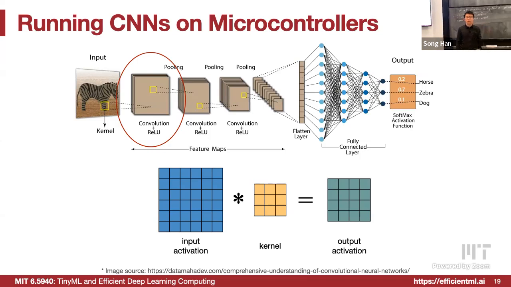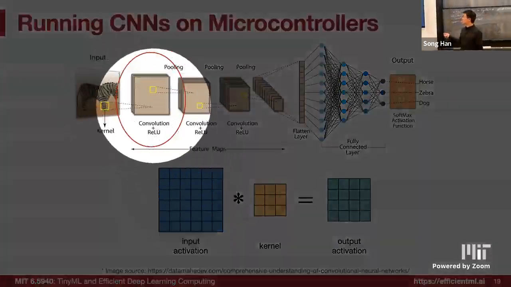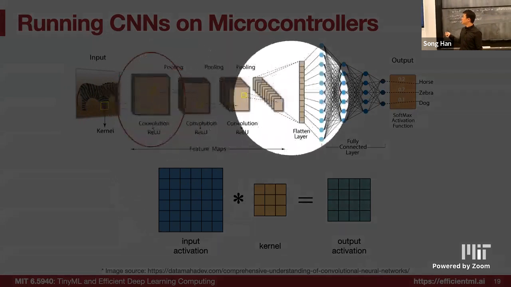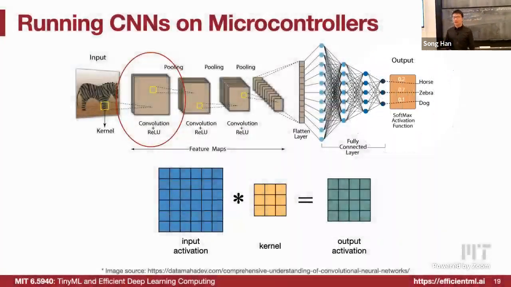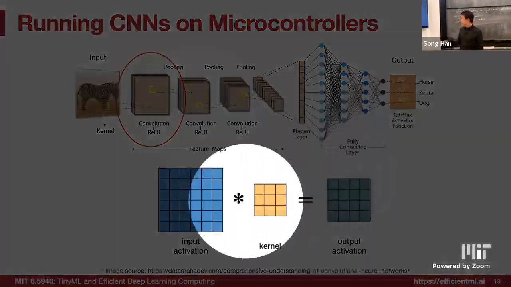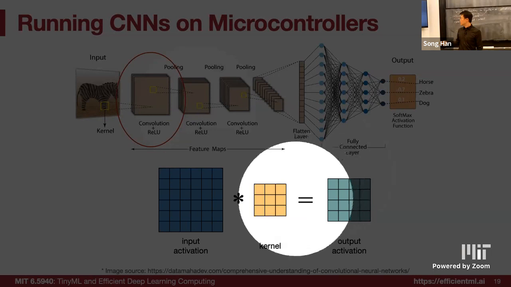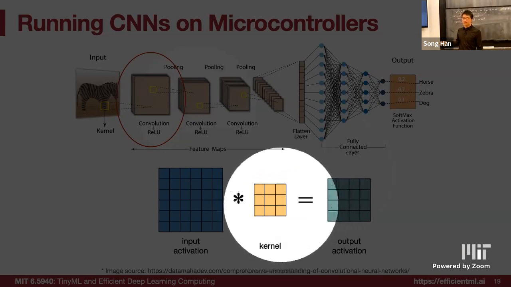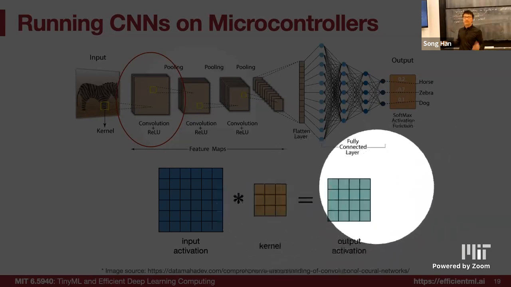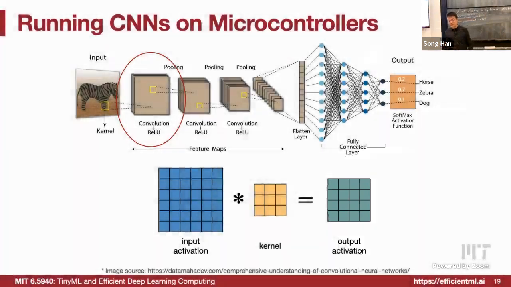So this is an overview of convolutional neural nets. You have a couple of conv layers, pooling layers, followed by FC layers in this case. For each layer, we have an input activation convolved with a 3x3 kernel, and produce this output activation. And where do we need to store them? Since we are constrained by the memory, let's dive deeper. Where are they stored?